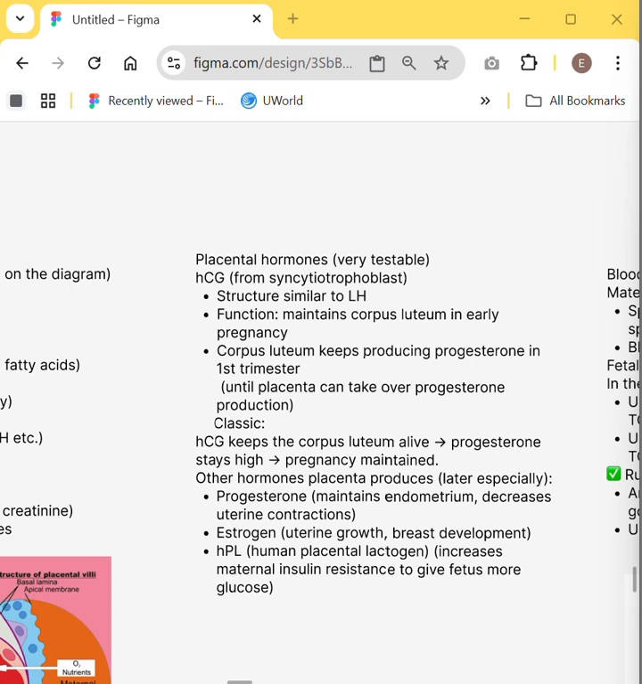Other hormones the placenta produces include progesterone. The progesterone maintains the endometrium and decreases uterine contraction. And the estrogen leads to uterine growth and breast development. And the human placental lactogen increases maternal insulin resistance to give the fetus more glucose.